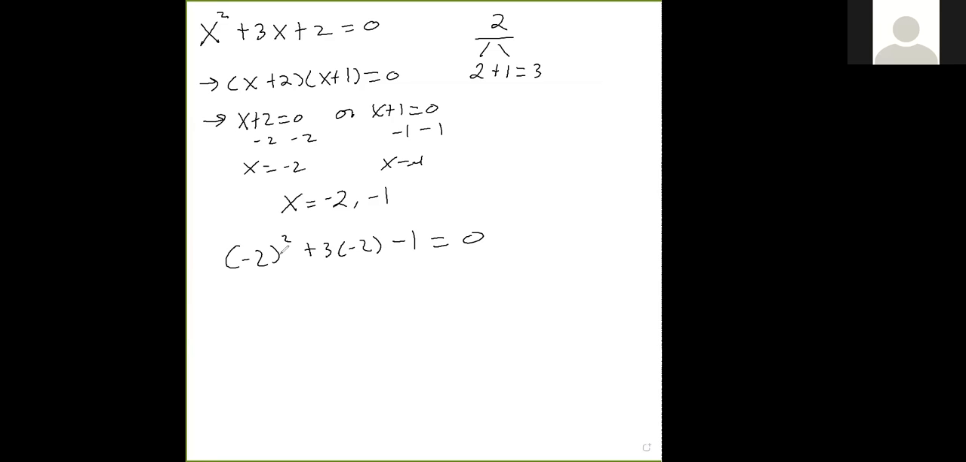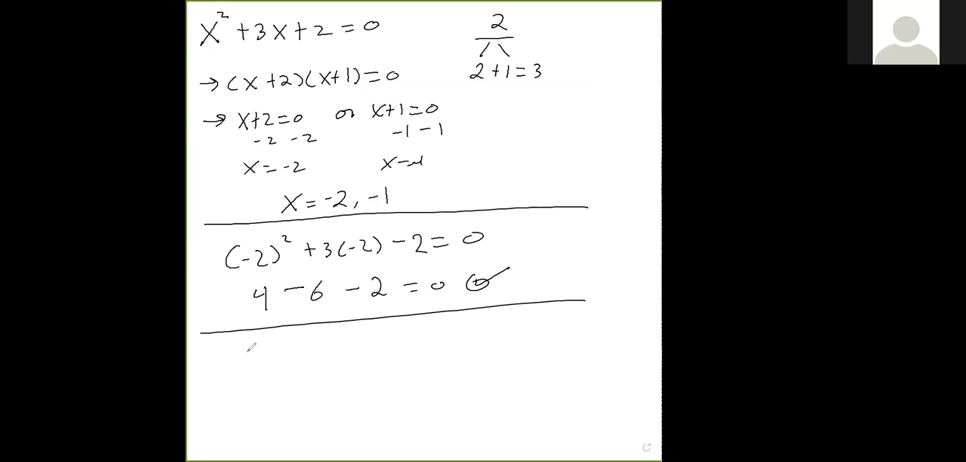Okay, what does that give me? That gives me 4 minus 6 plus 2. Whoops. That looks better. 4 minus 6 plus 2 does indeed equal 0.